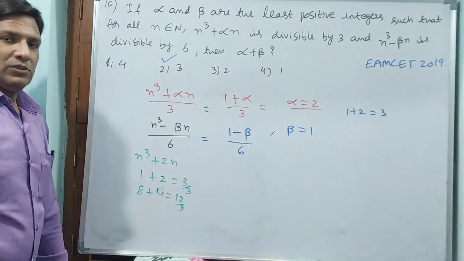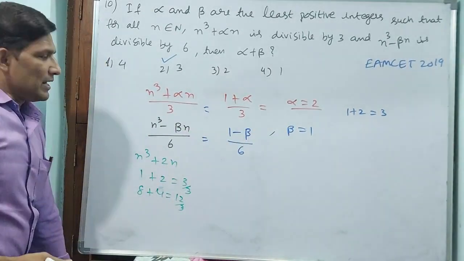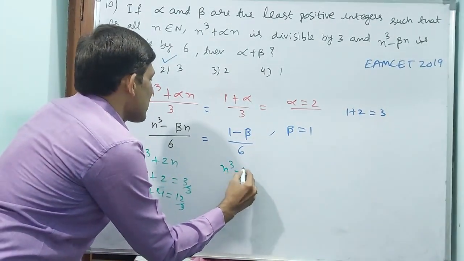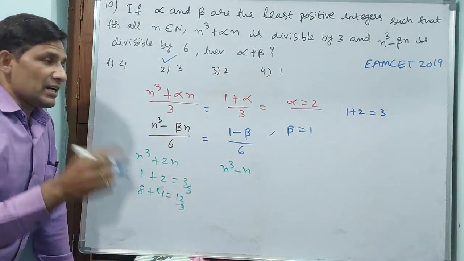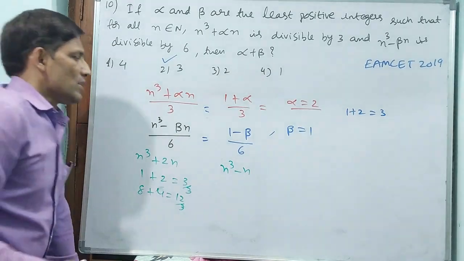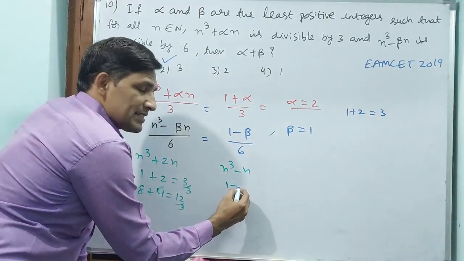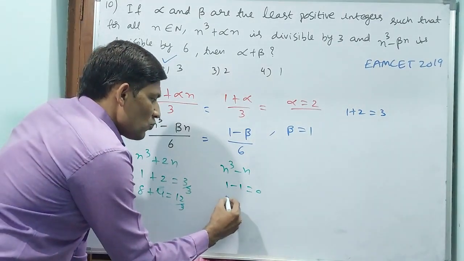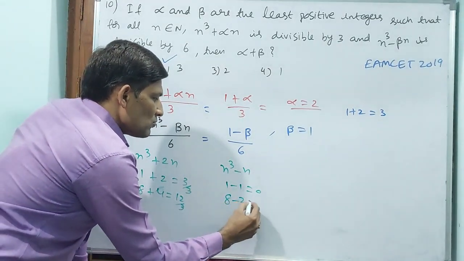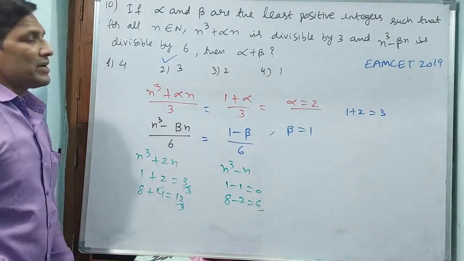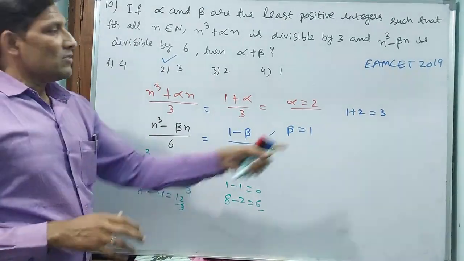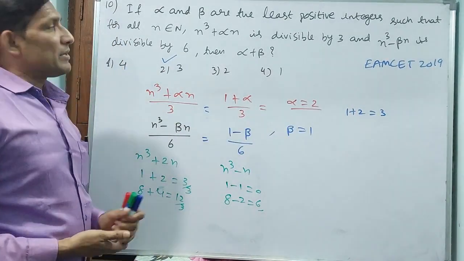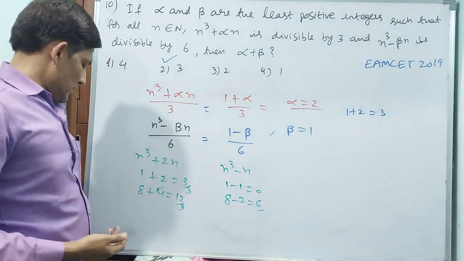Go for the other one. Here we have taken beta as 1, so n cube minus n should be divisible by 6. Give 1: 1 minus 1 is 0, divisible by 6. Give 2: 2 cube, 8, minus 2 is 6, divisible by 6. That means both answers are correct, and the addition of these two, alpha plus beta, gives 3. This is the answer.